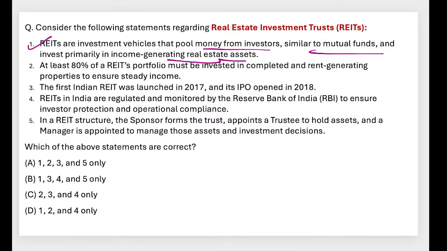True. Income generating real estate means where we have rental income, like properties or commercial properties and all. At least 80% of the REIT portfolio must be invested in completed and rent generating properties to ensure steady income, that is true. The REITs were launched in 2017 and its IPO opened in India. Indian REITs were first launched in 2007 and IPO in 2008, this is also correct.